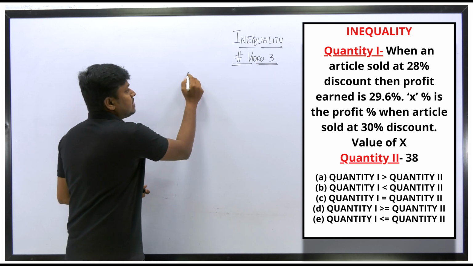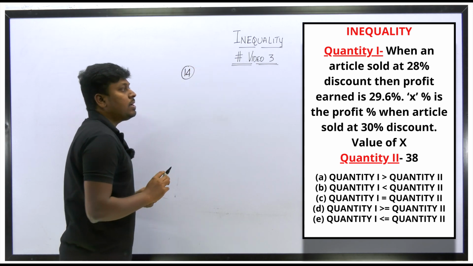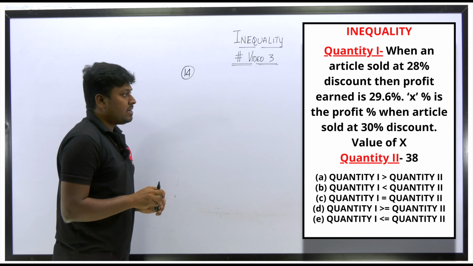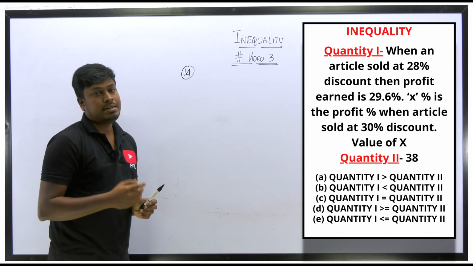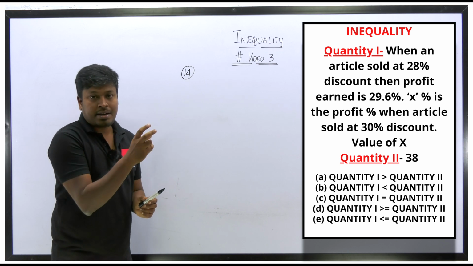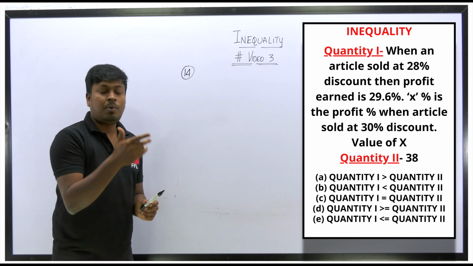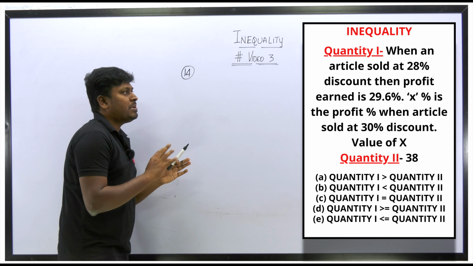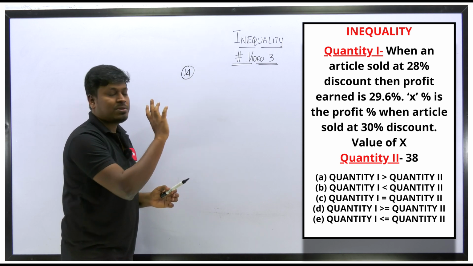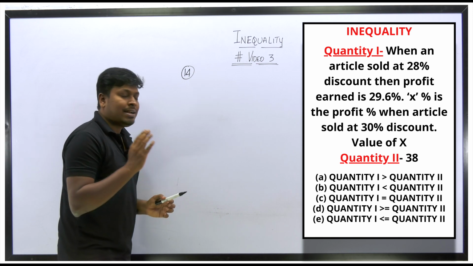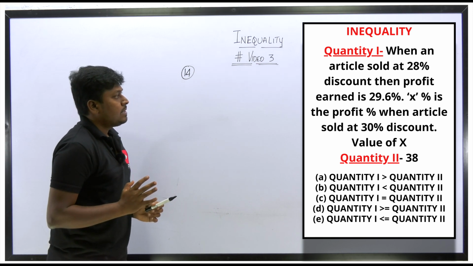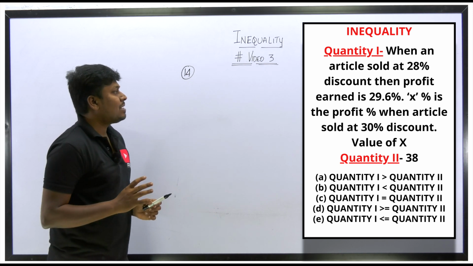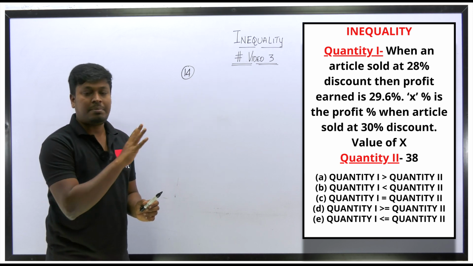So question number 14. When an article is sold at 28% discount, then the profit earned will be 29.6%. X is the profit percentage when an article is sold at 30% discount. So our target is to find, when the same article is sold at 30% discount, what is the profit, that is X percentage, right? Interesting question where the initial passage is not given. Quantity 1 is based on the discount concept, and for quantity 2 a direct answer has been given, that is 38. This question is from the topic called profit and loss, as well as discount, so we can say it is a profit, loss and discount based question.